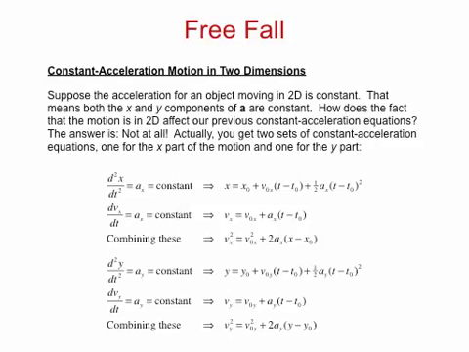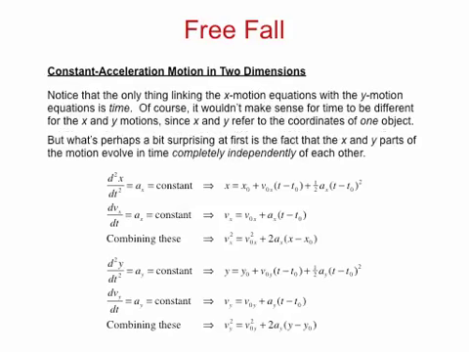Actually, you get two sets of constant acceleration equations, one for the x part of the motion and one for the y part, as shown here. Notice that the only thing linking the x motion equations with the y motion equations is time. Of course, it wouldn't make sense for the time to be different for the x and y motions, since x and y refer to the coordinates of one object.